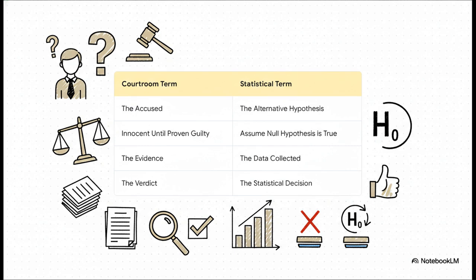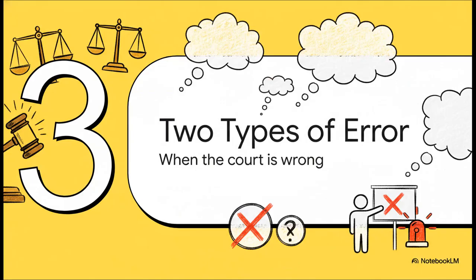The evidence brought before the court? That's the data we collect in our study. And the final verdict? Well, that's the statistical decision we make. Either we reject the null hypothesis or we fail to reject it. But here's the thing. Just like in a real courtroom, the system isn't perfect. Juries make mistakes. And in statistics, there are two very specific ways our scientific court can get the verdict wrong. Understanding these two errors is the key to this whole thing.